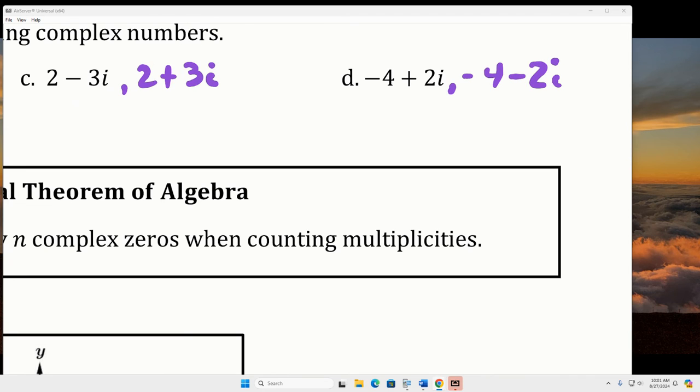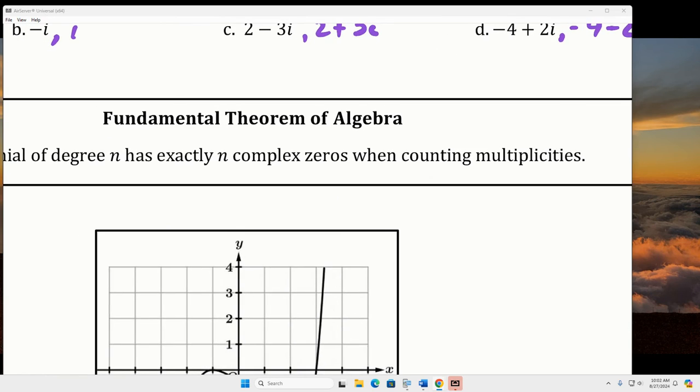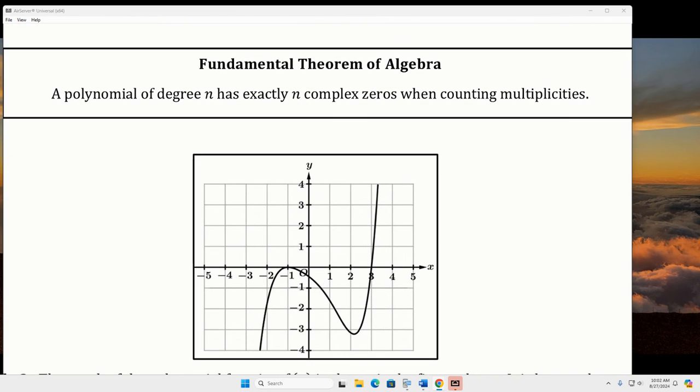Now sometimes questions are written in a way to trick you, like the one we're about to do. It'll just give you one of those imaginary roots, and you have to know its conjugate is also a root. All right, that takes us to the fundamental theorem of algebra. Everything you learned in algebra is to get to this theorem. A good way to say it: a polynomial of degree n has exactly n complex zeros when you count the multiplicities. So counting all the real zeros, all the imaginary zeros, and each real zero that has multiplicity counted multiple times, that will always give you the degree of the polynomial.